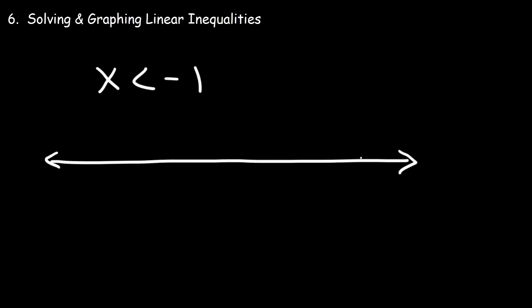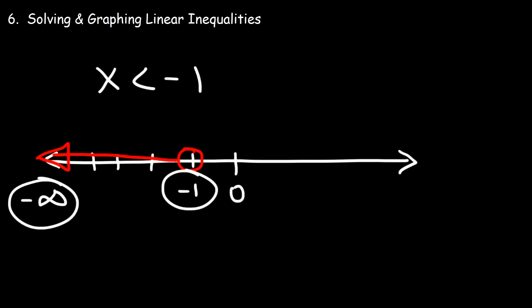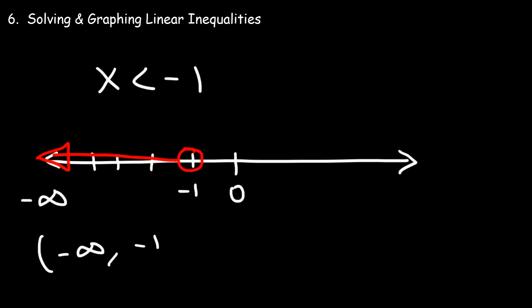Now let's say that x is less than negative 1. So here's negative 1. And it doesn't equal negative 1, so we're going to use an open circle. But because it's less than, we're going to shade towards the left. So in interval notation, looking at it from left to right, you can represent the answer as being negative infinity to negative 1. And so always use parentheses when you have an open circle.